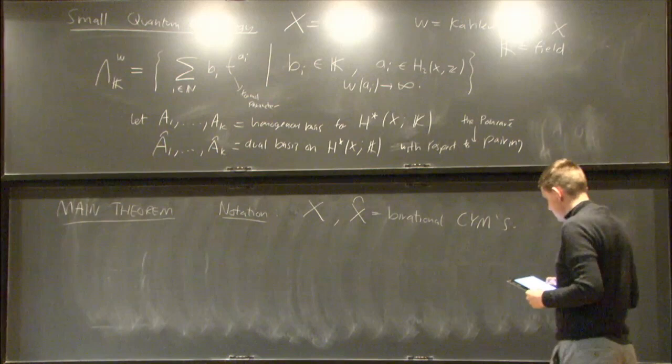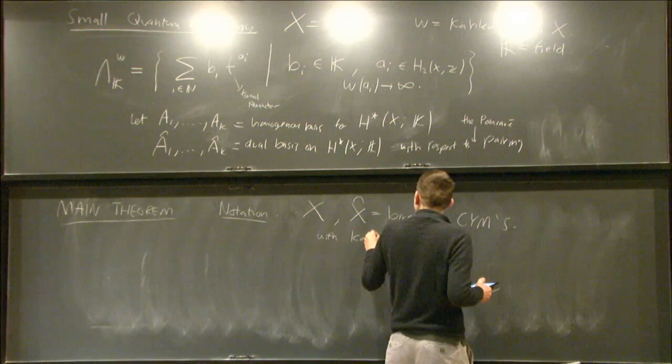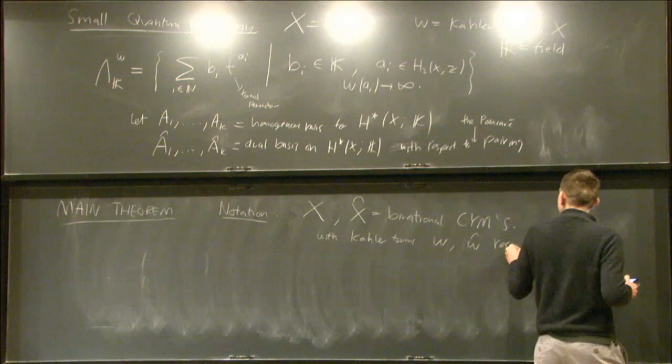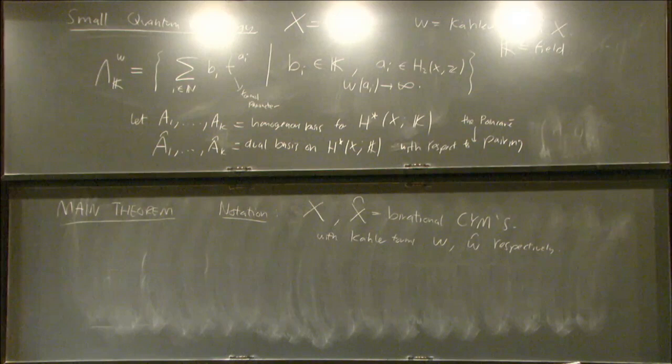And they have Kähler forms omega and omega hat, respectively. Because they're projective varieties, I'm going to assume they're integral Kähler forms. So they lift to some integral cohomology class. And then, recall, I have this identification here.